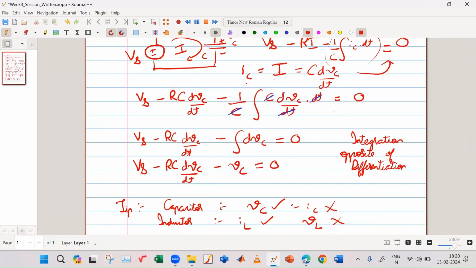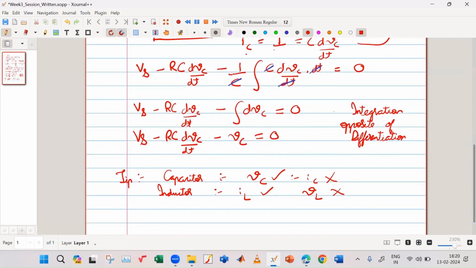So let me recap what we have done. We have written the equations for an RC circuit. There was an RC circuit, and we applied KVL over there, and we came to the conclusion that it is easier, because there's a capacitor, to write the equations in terms of the voltage across the capacitor. Then you get this equation.